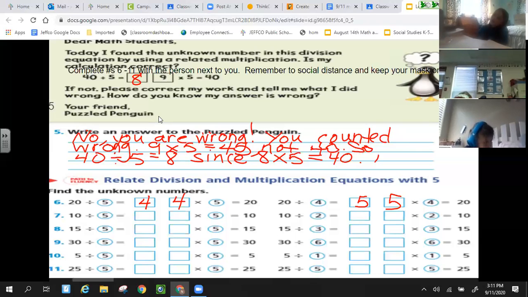Another fact family. You guys ready over there? Whole body listening. Finn, why don't you do this one with me? Mr. Finn, ready?